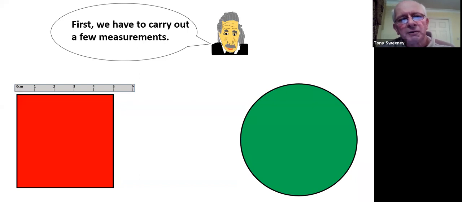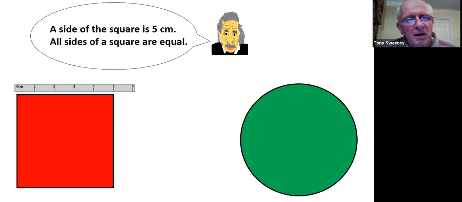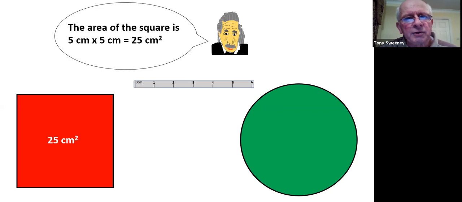First, we have to carry out a few measurements. A side of the square is 5 centimeters. All sides of a square are equal. The area of the square is 5 centimeters multiplied by 5 centimeters, which is 25 centimeters squared.